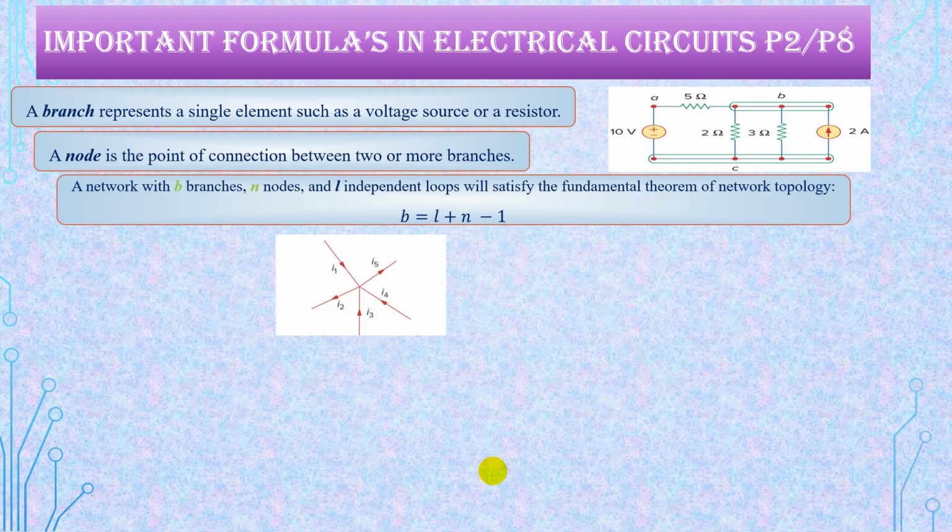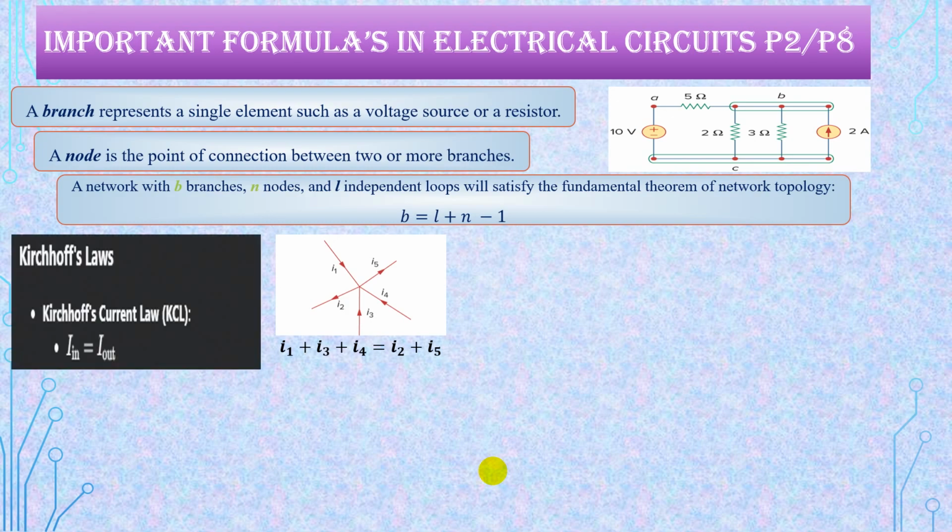Now what is Kirchhoff's current law? For a particular node, over the branches connected, the summation of currents entering is equal to the summation of currents leaving. Or you can put it on one side only: the summation of currents is equal to 0. Entering current is positive, leaving current is negative, or you can assume otherwise. For this node, currents I1, I4 and I3 are entering, equal to currents I2 and I5 leaving.